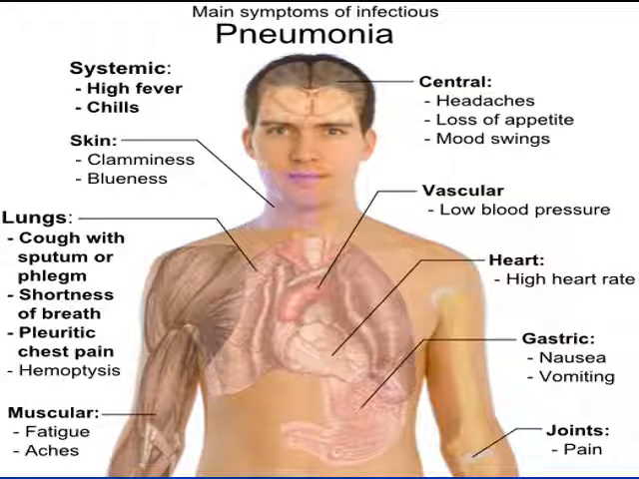And this is the diagram of the symptoms of pneumonia. The main symptoms of pneumonia are high fevers with chills. In the lung, the patient will develop cough with sputum, shortness of breath, pleuritic chest pain. The patient may develop fatigue, generalized aches, headache, loss of appetite. There is low blood pressure, tachycardia, tachypnea, also nausea, vomiting. All these are features of pneumonia.